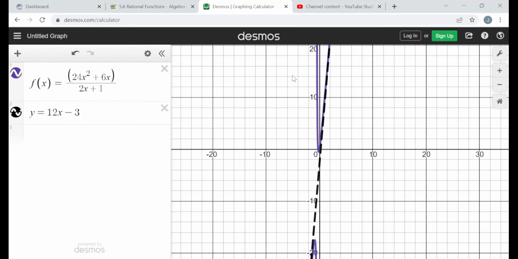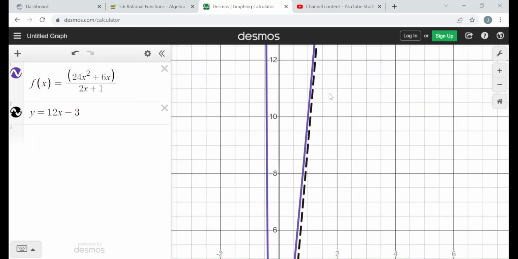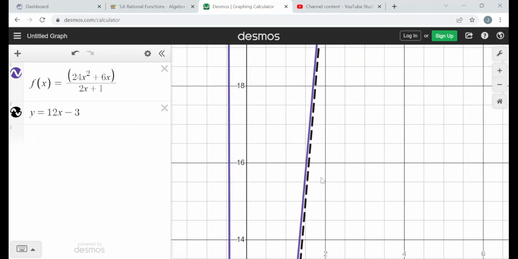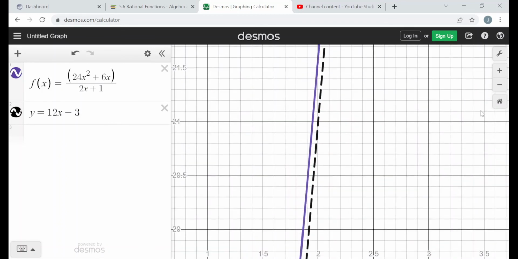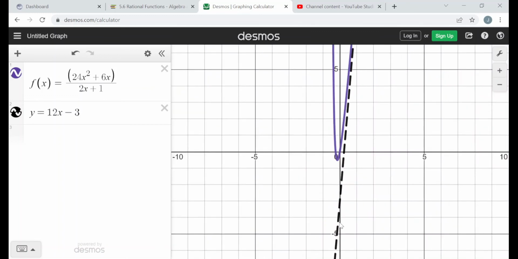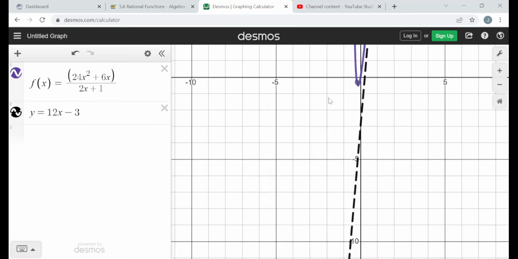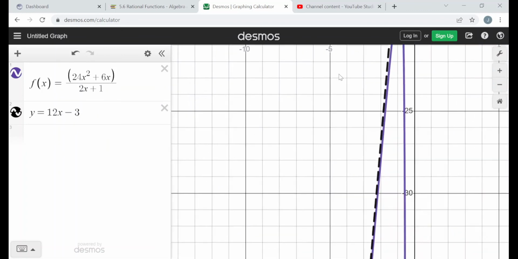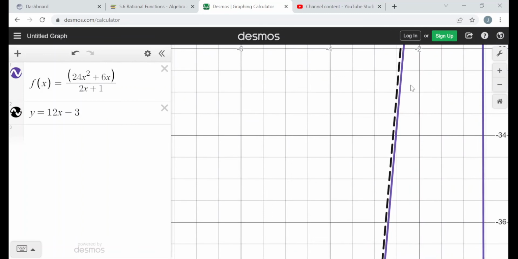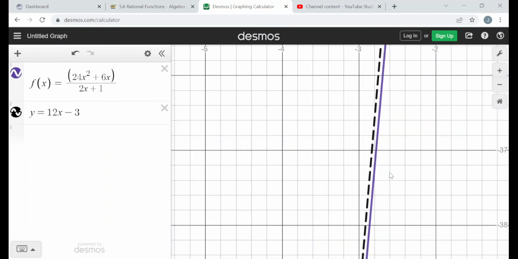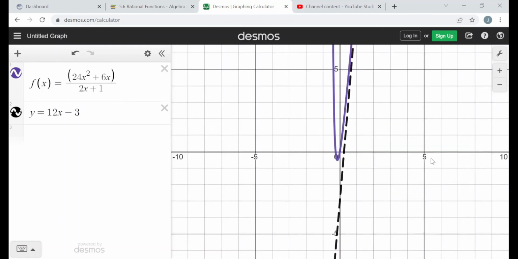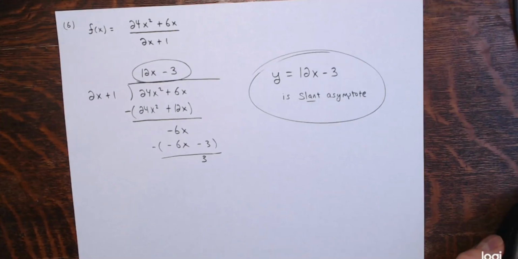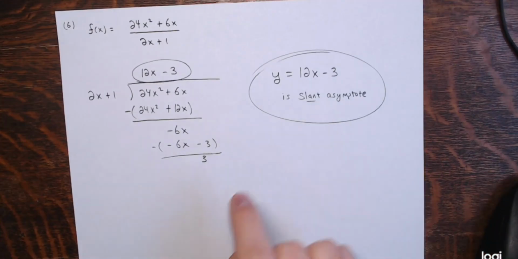And you should be able to see that, let me zoom in a little closer here, that if I go to the far right, see how the purple graph is approaching that black dashed line, and closer to it. And then as I go left, again the purple graph is approaching the black dashed line. Right? So that asymptote of mine, y equals 12x minus 3, looks pretty good. Looks like I'm correct in saying that that is the slant asymptote for this function.